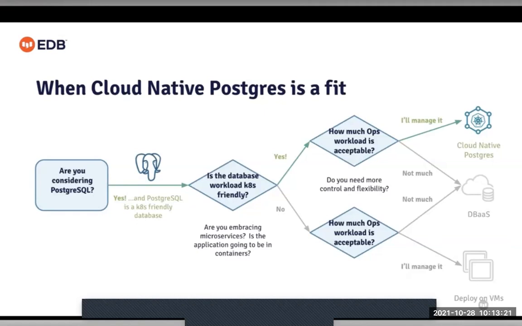And so then the decision really comes down to how much operations workload is acceptable. At the bottom, on the right-hand side, we have the full VM deployment that gives you complete control from the Linux kernel to the database installation and maintenance. And then, going top to bottom, there's the DBaaS option that handles all operational aspects, where the provider has full responsibility and you have little responsibility from the operational perspective.